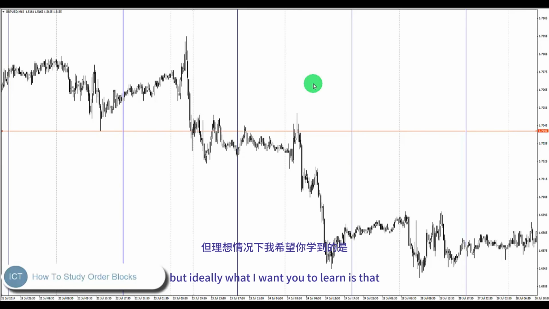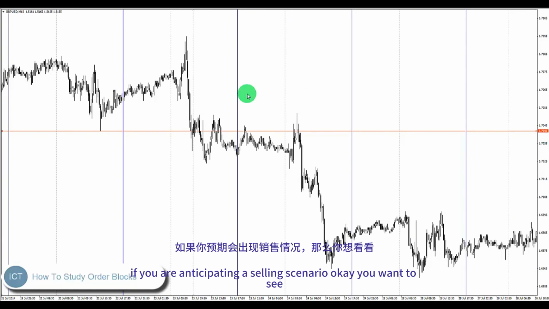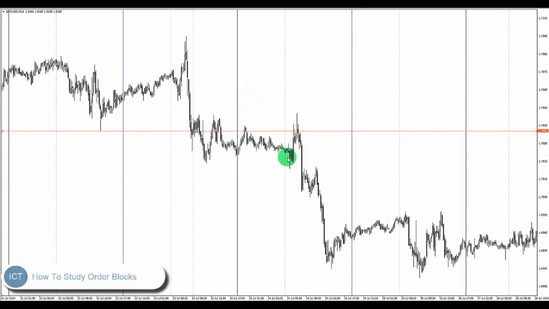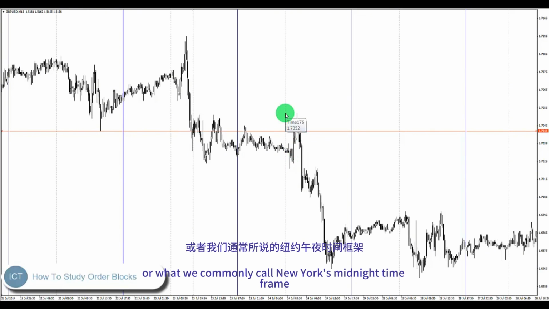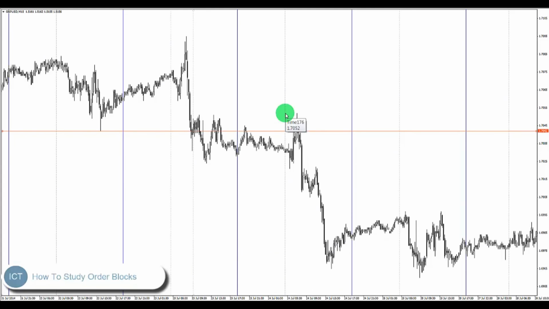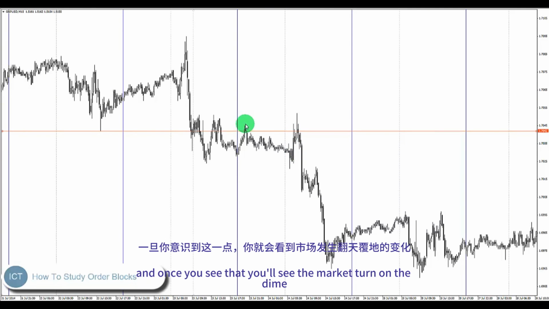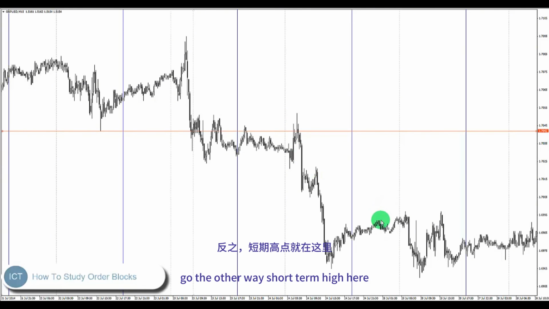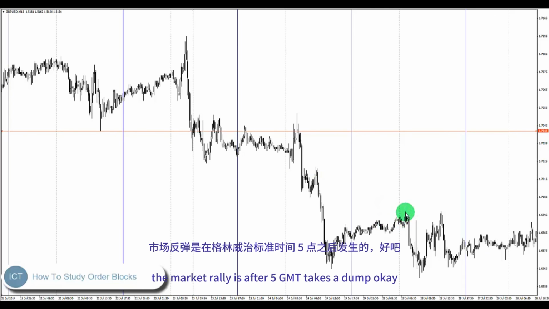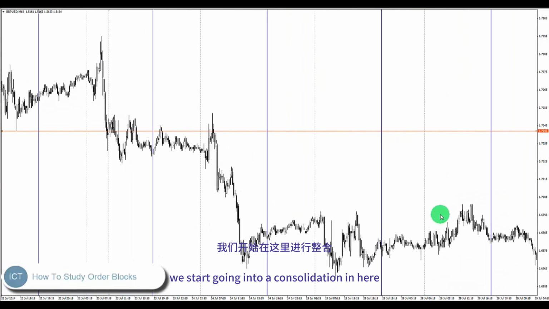Okay, but ideally, what I want you to learn is that if you are anticipating a selling scenario, you want to see a rally after the 5 GMT, or what we commonly call New York's midnight time frame, the short-term high prior to it, a rally above that, because they're going to take stops out. And once you see that, you'll see the market turn on a dime and go the other way. Short-term high here, the market rallies after 5 GMT, takes a dump. Okay, we start going into a consolidation in here.